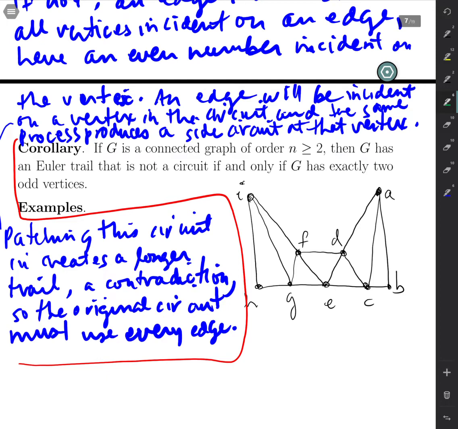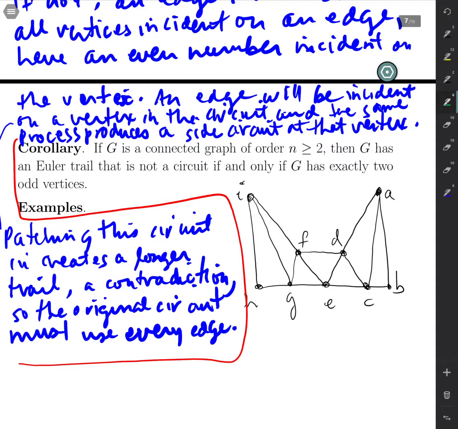Now, a corollary to the theorem that we had last time about Euler circuits will give us a characterization for when an Euler trail exists that is not a circuit. Remember, an Euler circuit is a special Euler trail, but the question is, when do you have an Euler trail? That is a trail that uses every edge but doesn't return to the start. So I'll give an example of a graph down here that has that.